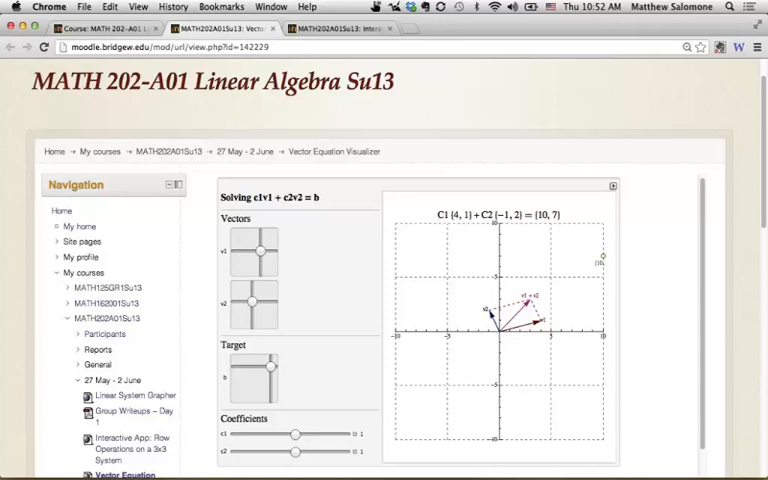To solve this linear system of equations is to find the coefficients of these vectors that will land me exactly at that target point, 10, 7. So we start by stretching out the vector v1. And as one of your groups explained yesterday, when you multiply a vector by a scalar, what do you end up doing to it? So here I'm multiplying the black vector v1 by some scalar and getting this red vector.